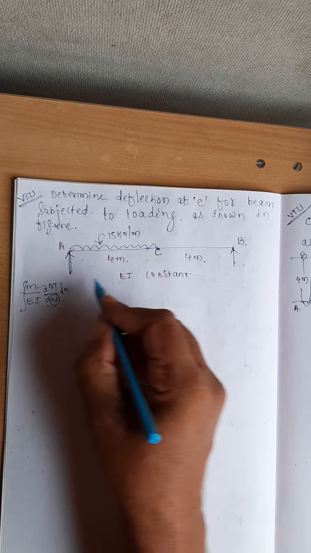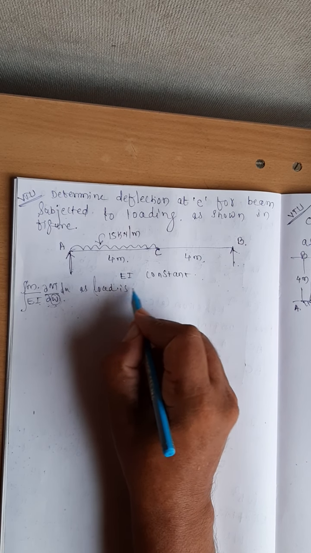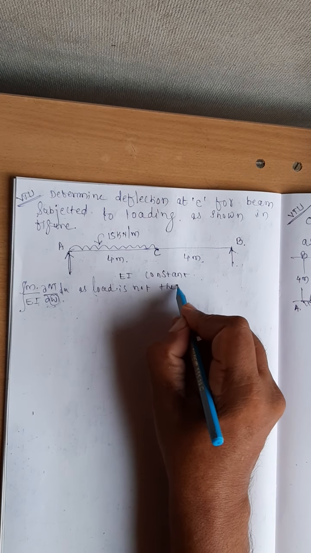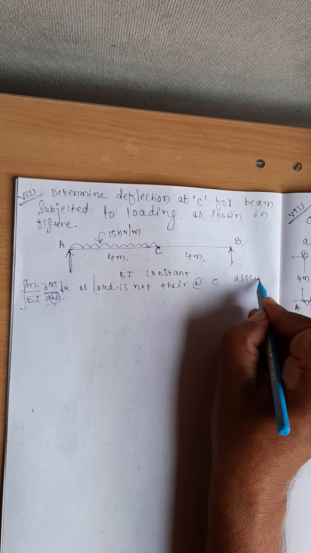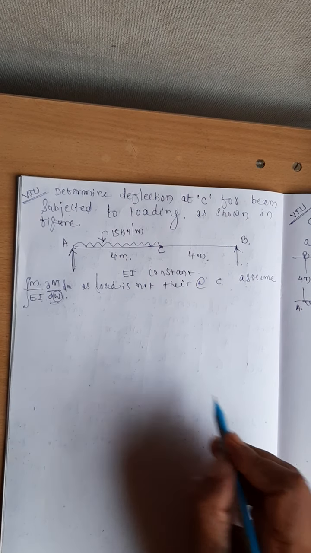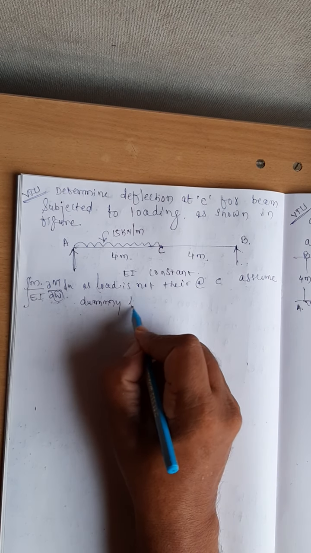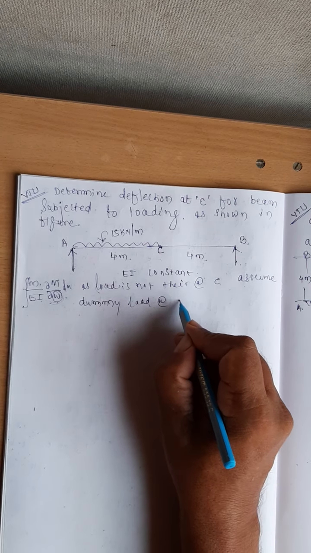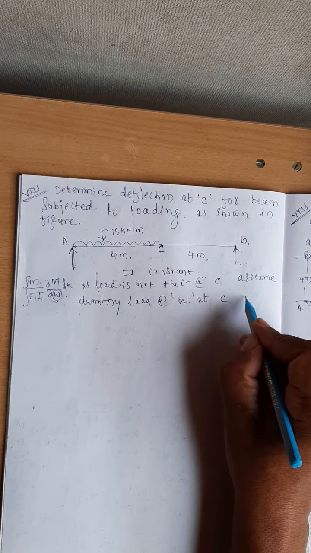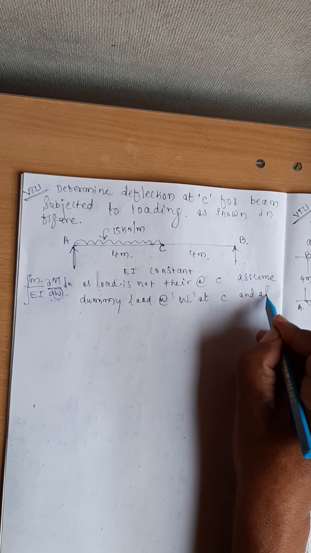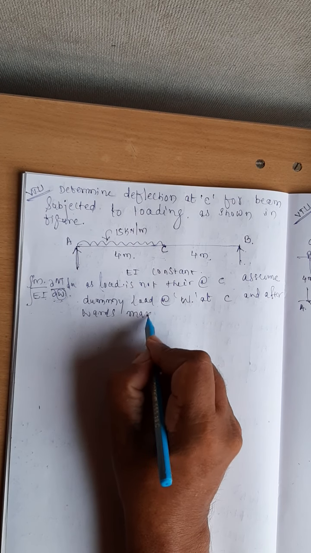That is why, as load is not there at C, assume a dummy load W there for calculation, and afterwards you make it equal to 0.